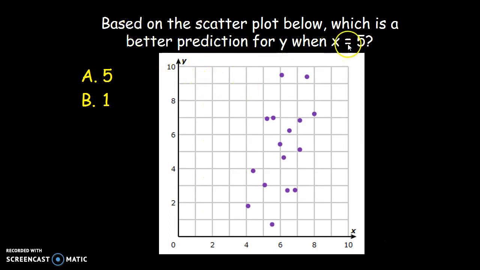And last one, when x is 5, find x is 5. If you want to beat me, you have to pause it. Then I'd say it'd be about 1 here. 5, although it sort of fits within the trend, 1 is probably a better prediction. But 5 could actually work.